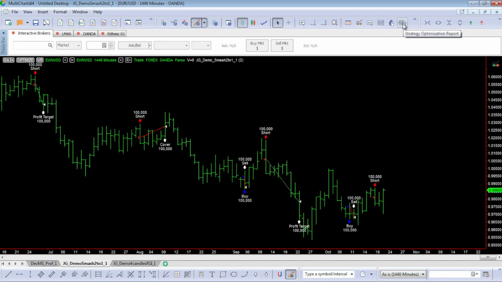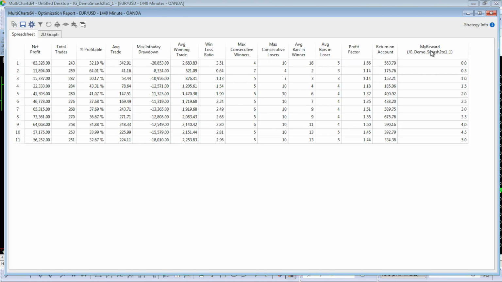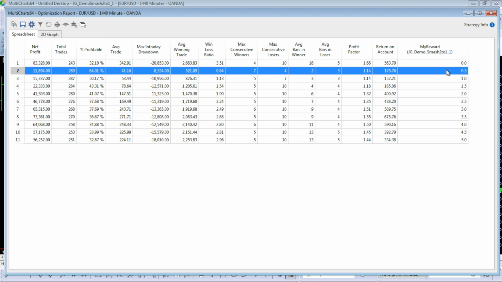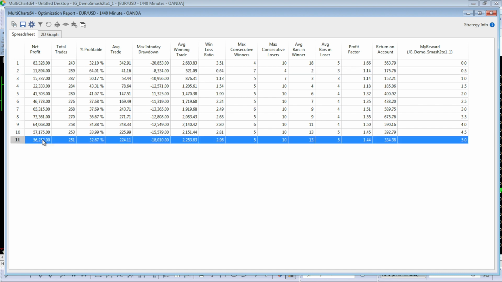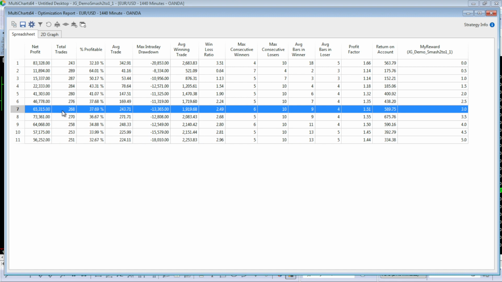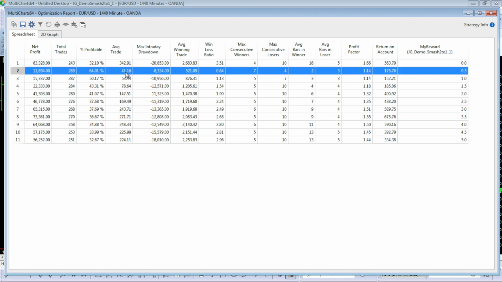Let me show you the optimization report I did on the reward. So going from 0.5 to 1 through to 5 to 1, you can see they are all profitable. The most profitable being 3 to 1 this time. You remember 3 to 1 wasn't as good on pound dollar, but it is on euro dollar. This is why it's important to test what works on each separate market. Looking at 0.5 to 1, an average trade of 41, even though I have got some costs, that's still a bit too low for my liking.